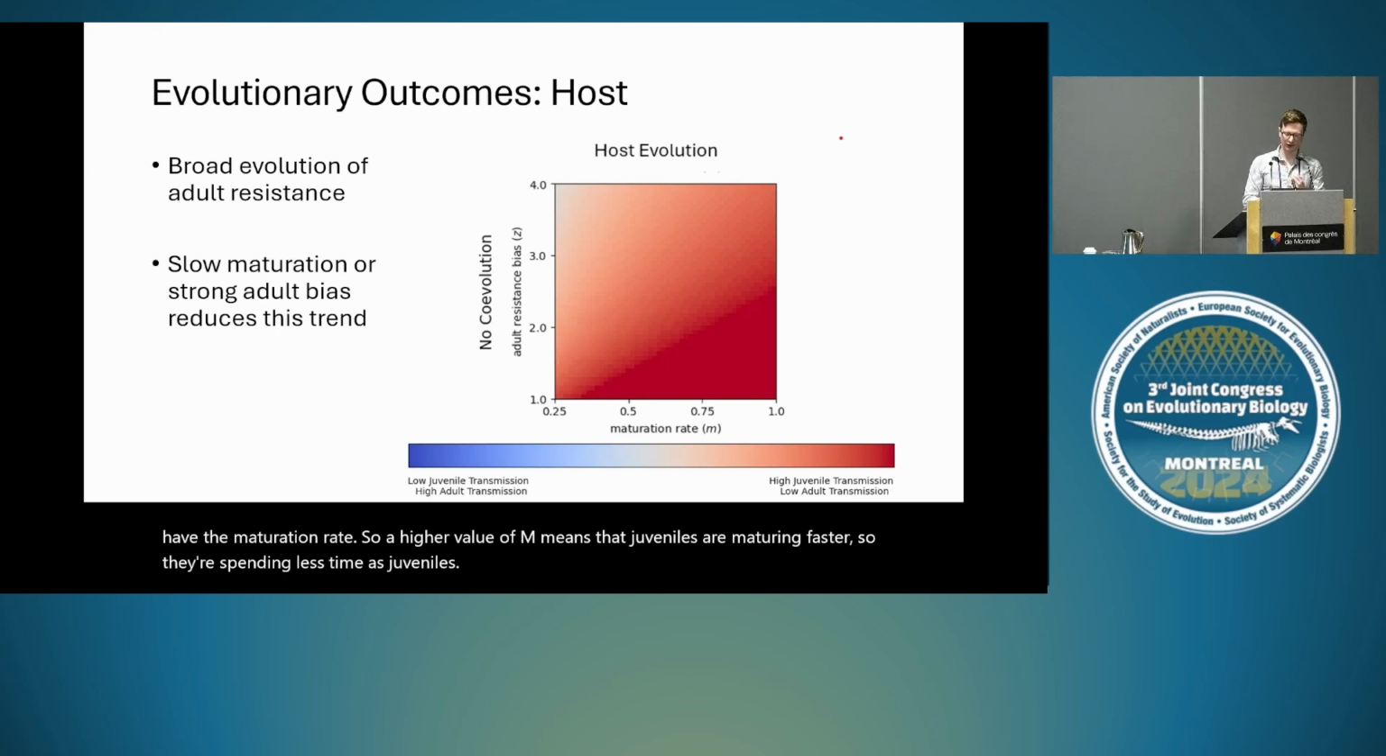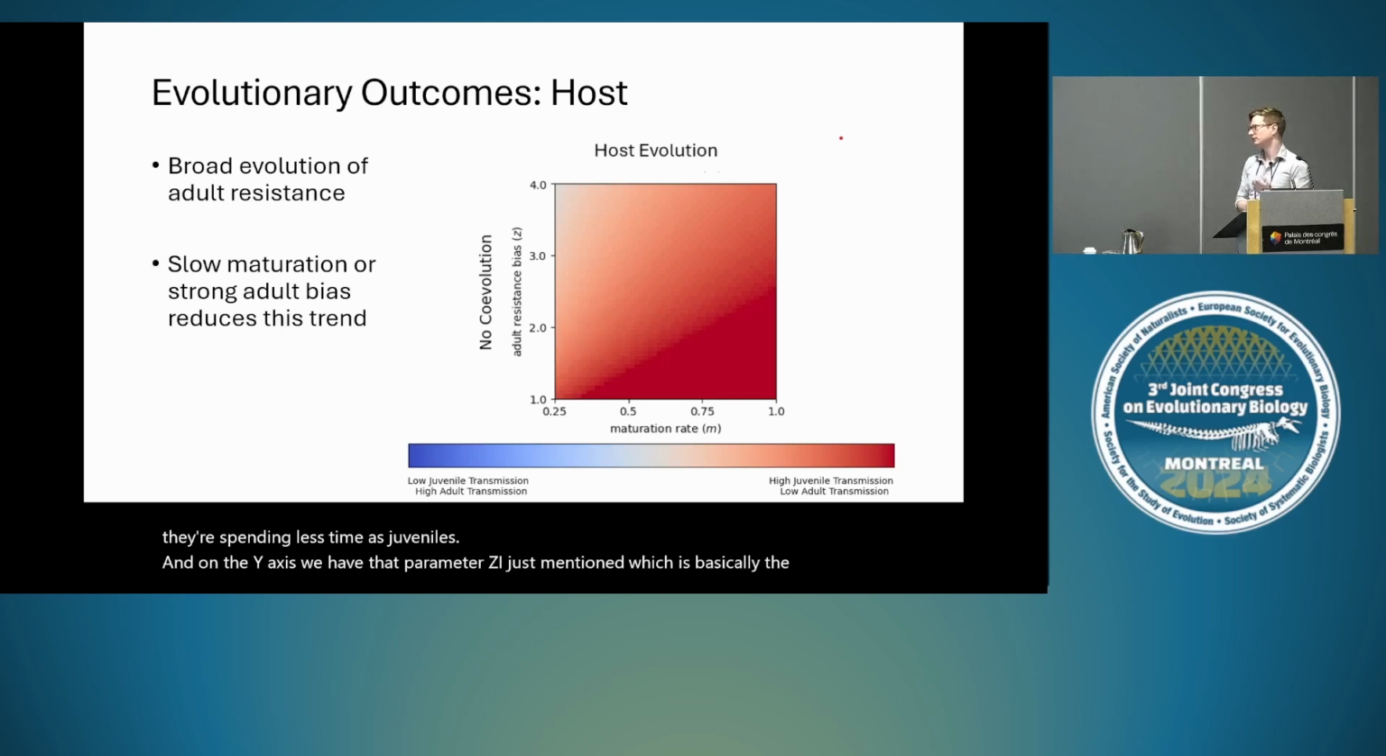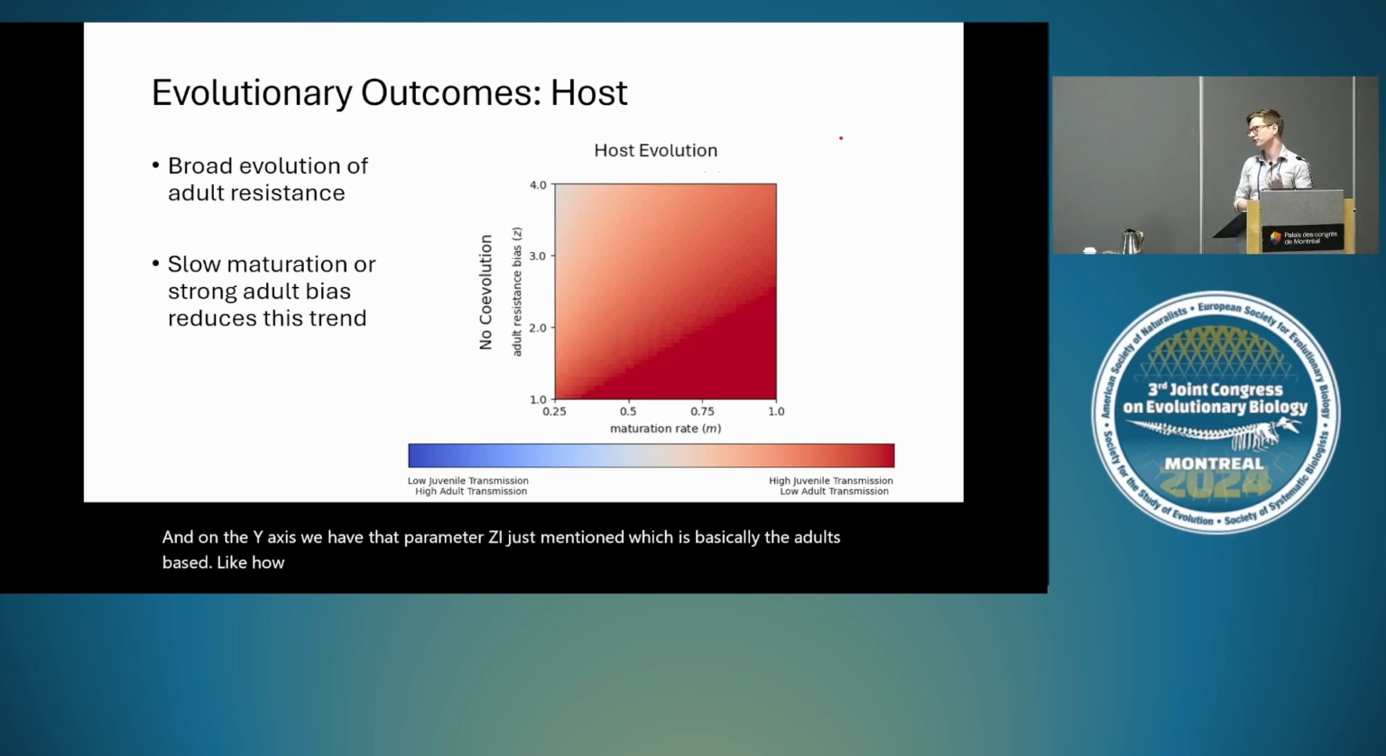And on the y-axis, we have that parameter z I just mentioned, which is basically how much more resistant the adults are at baseline, where 1 means juveniles and adults have equivalent baseline resistance. So how red it is basically shows how much evolution is adult biased.